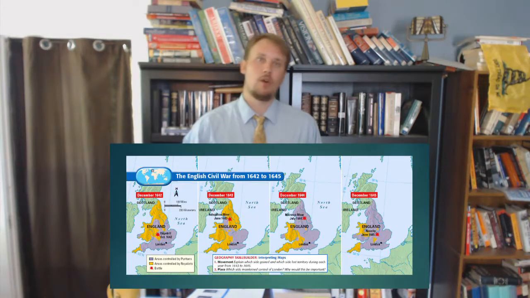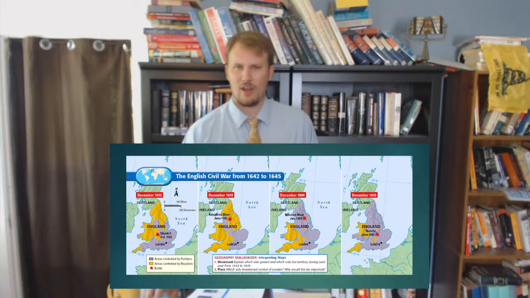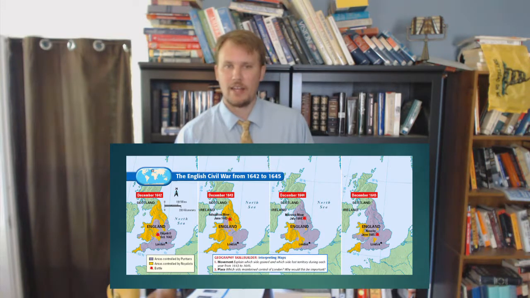Basically, Charles I and Henrietta flee to the north. Parliament holds the south of England. There's a lot of atrocities on each side. There's a lot of fighting.